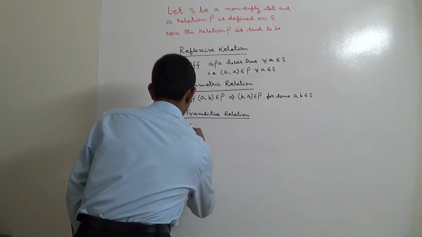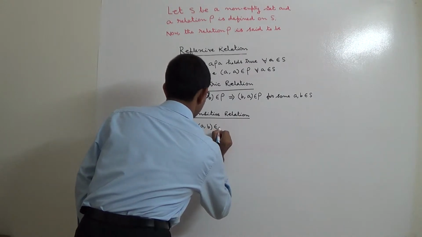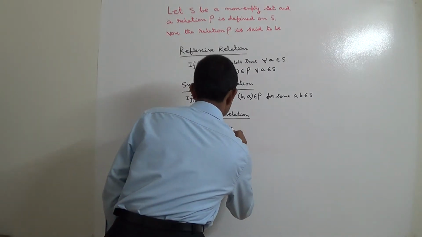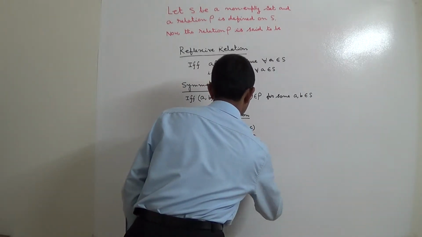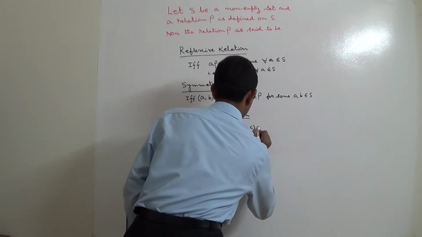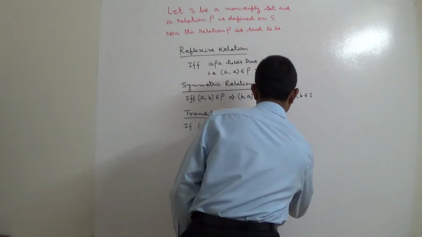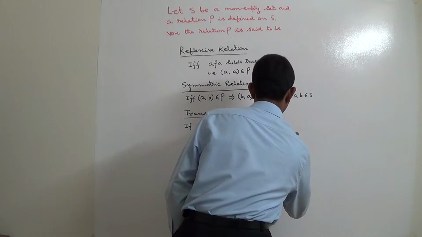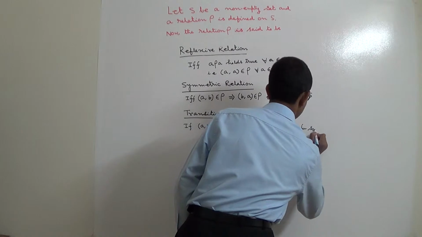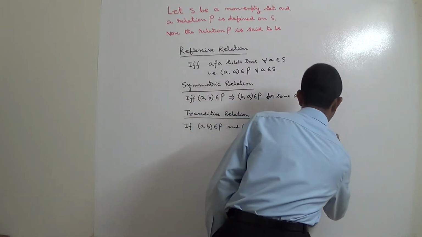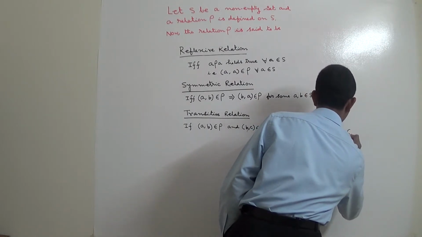If (A, B) belongs to rho and (B, C) belongs to rho, that should imply that (A, C) belongs to rho, for some A, B, C belongs to S.